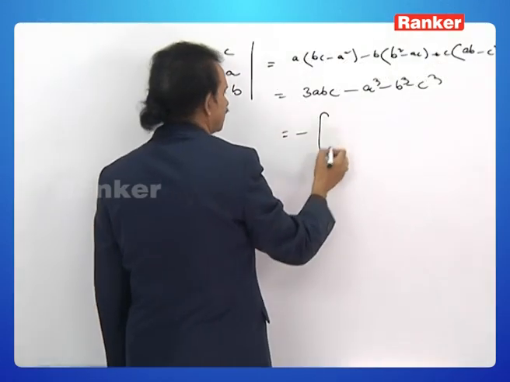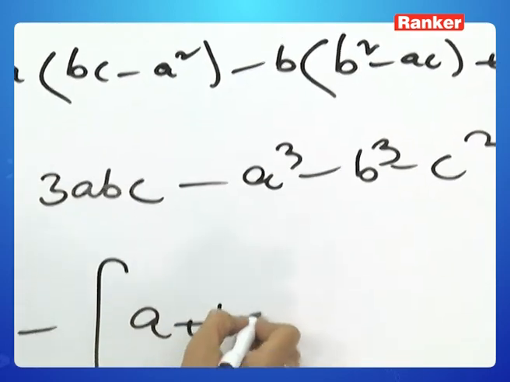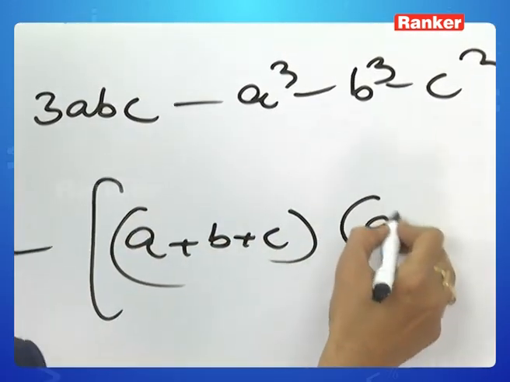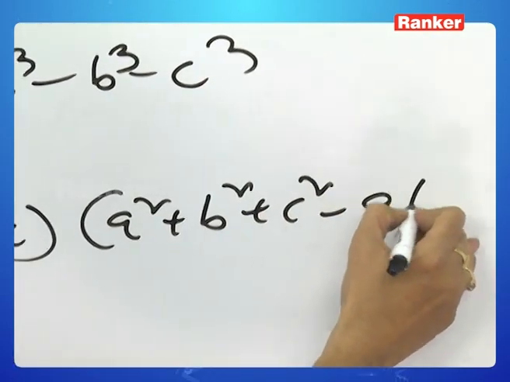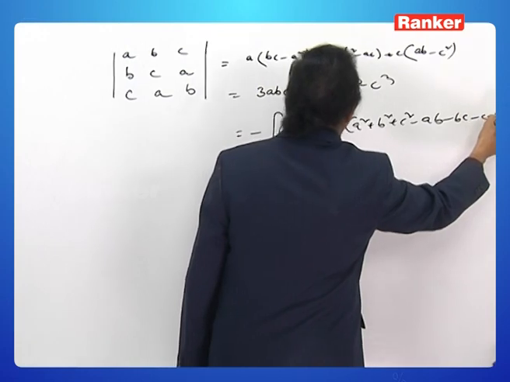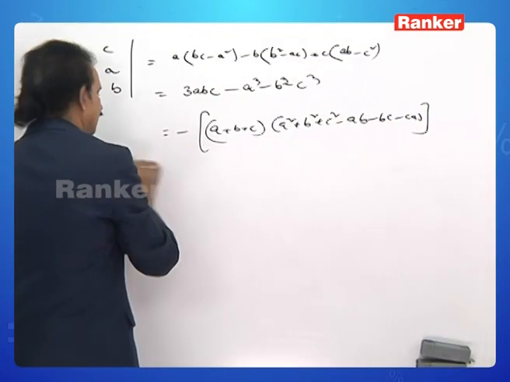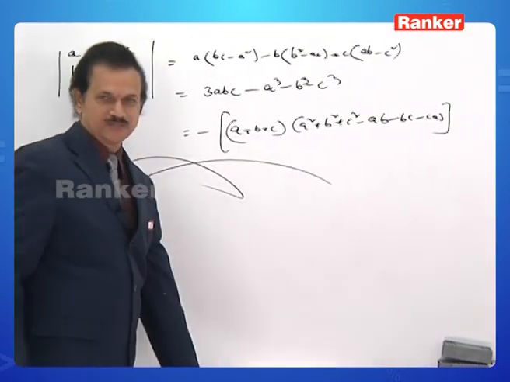So it is minus of A plus B plus C into A square plus B square plus C square minus AB minus BC minus CA. This is the famous determinant.